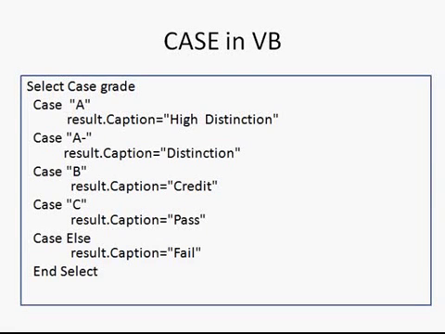So similar statement in VB is the select case statement. Select case grade, and grade is a character here. So case, if grade is equal to A, then result dot caption is high distinction. Case A minus, then result dot caption is distinction. Case B, like that, and case else is, if none of the cases are found, then last is fail. So this type of switch is equivalent to case in VB.